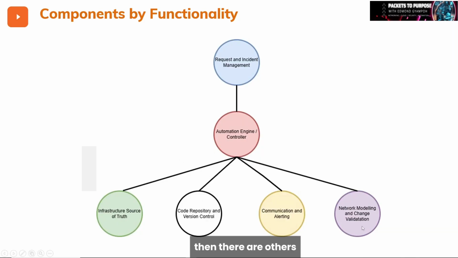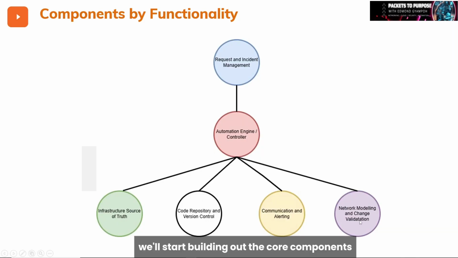Then there are others. So what we'll do is that we'll start building out the core components, which will be our source of truth, our controller. We'll tie this into our repo, get to our devices. Then we'll start adding some of the other functional components.